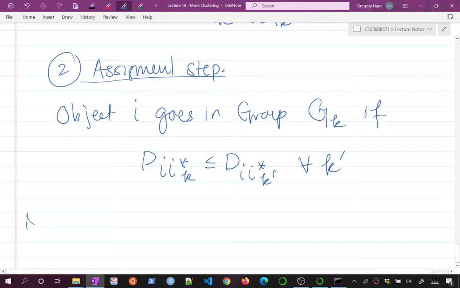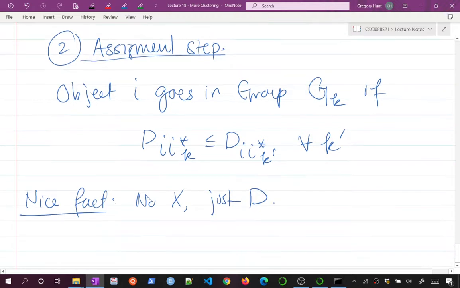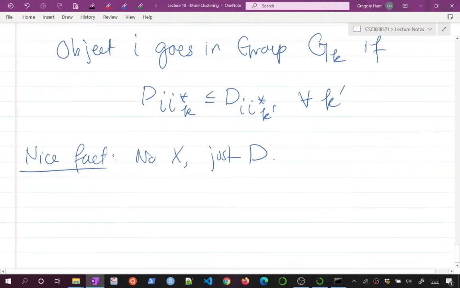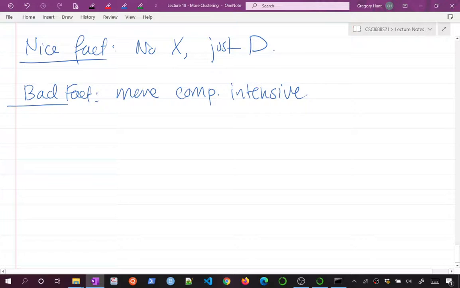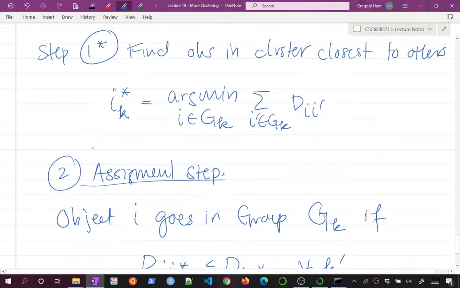So the nice fact about this is that no x, we just need our D matrix. We never even talked about x's. The bad fact about this is that it's more computationally intensive, because we have to solve an explicit optimization problem.